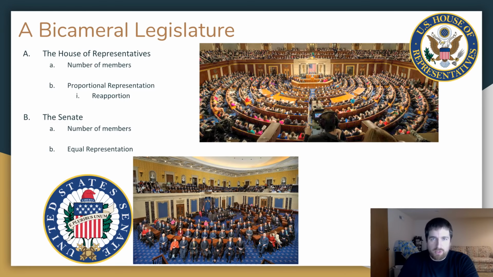How this proportional part of representation is decided, in other words, how many representatives are given to each state, is decided during a process called reapportionment. And this is every 10 years, a census determines what share of the 435 seats each state gets. So that's what reapportionment is. And that process takes place every 10 years, and it determines both how many members in the House each state gets, as well as how districts within those states are drawn. That's a subject we'll come back to later.